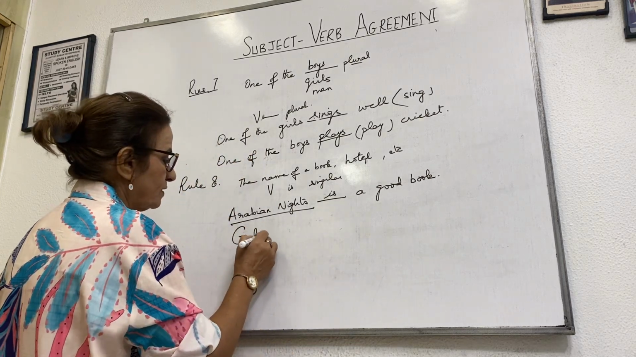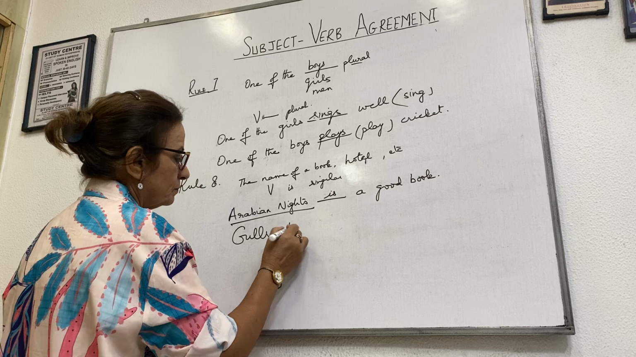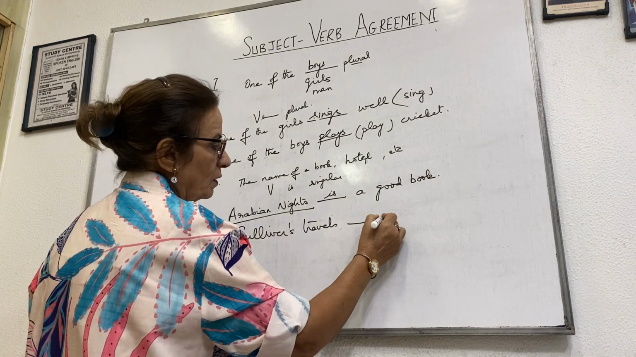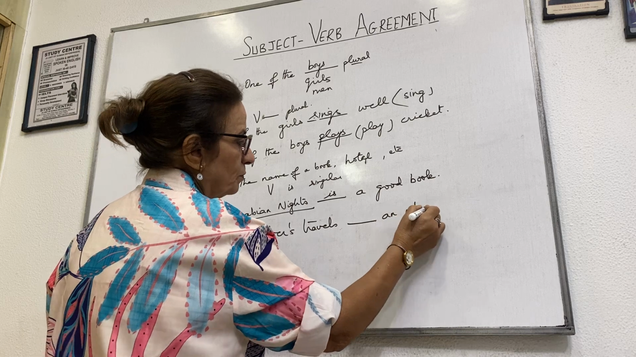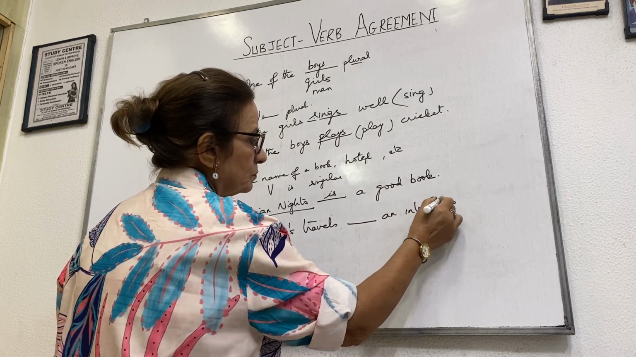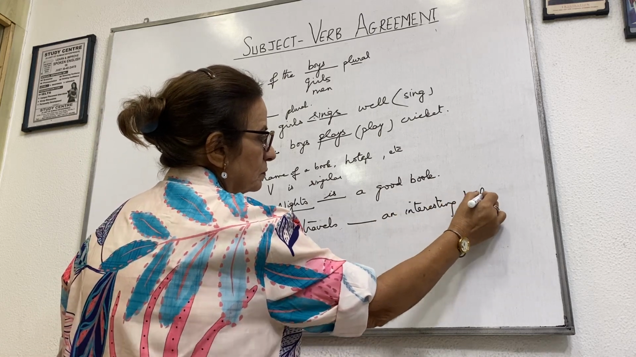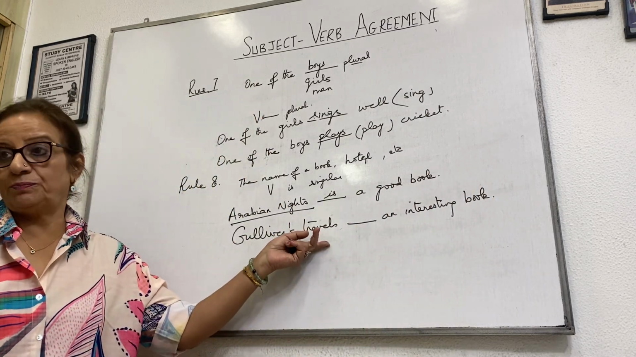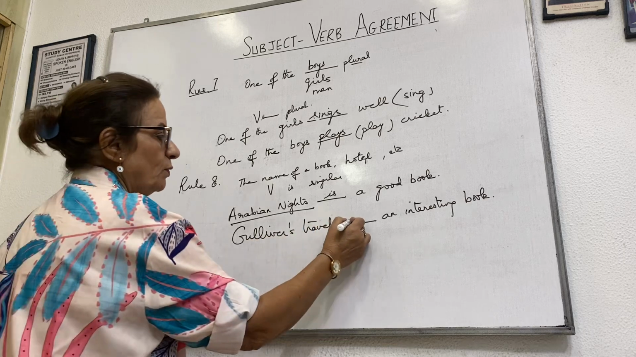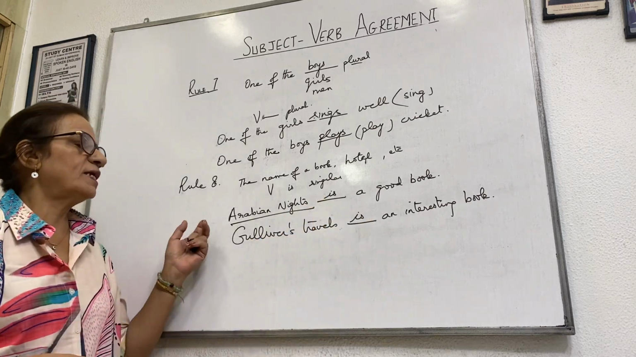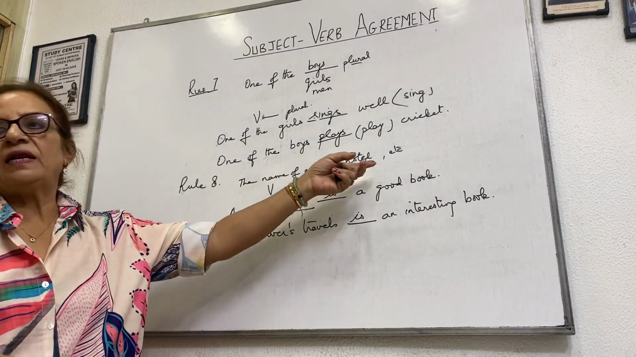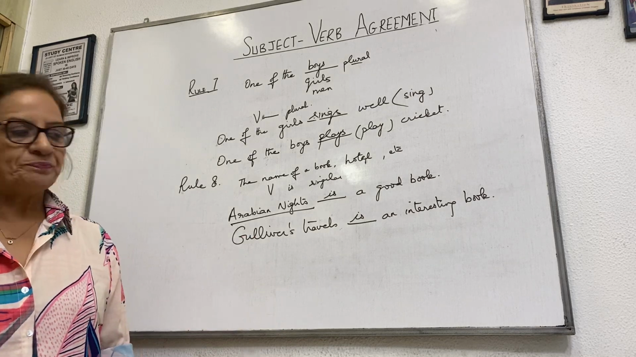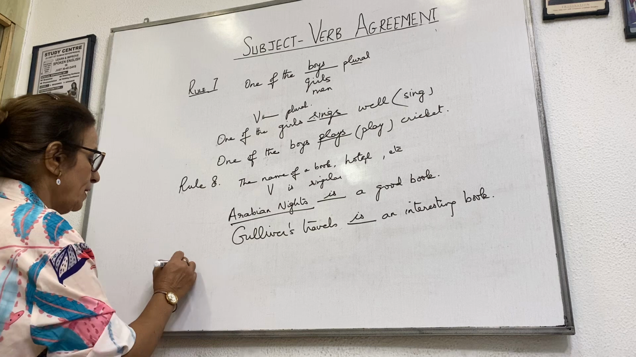Gulliver's Travels, an interesting book. So it's again the name of a book. Gulliver's Travels, it's plural. But you take a singular verb because the rule says the name of a book, hotel, etc. takes a singular verb. Okay? Rule number 9.